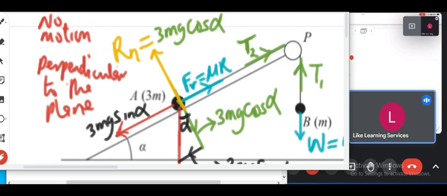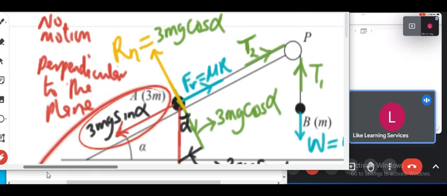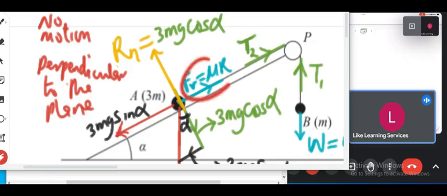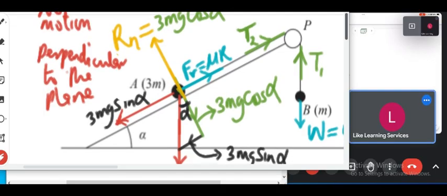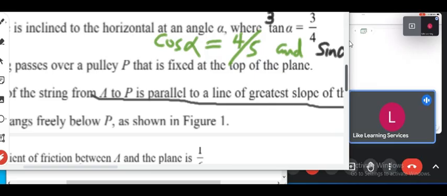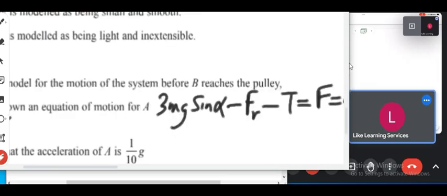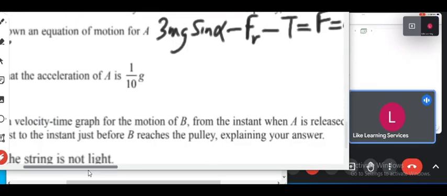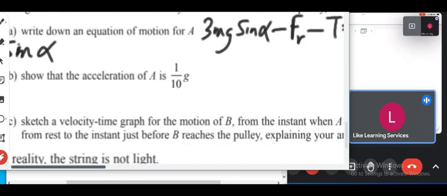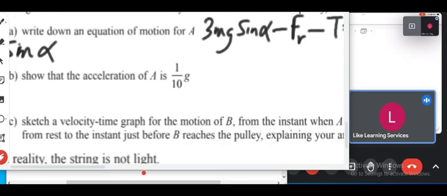Okay, simply 3mg sin alpha minus frictional force minus tension equals the resultant force, which is Ma, and the mass is 3m. So can we just simplify and then put values there. The coefficient of friction is given as 1 over 6. I think it's just the equation.